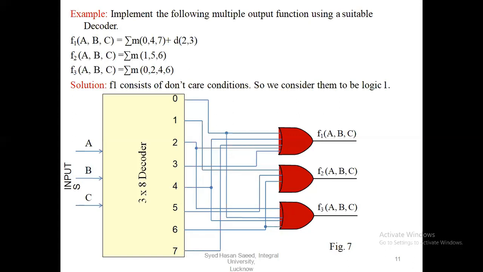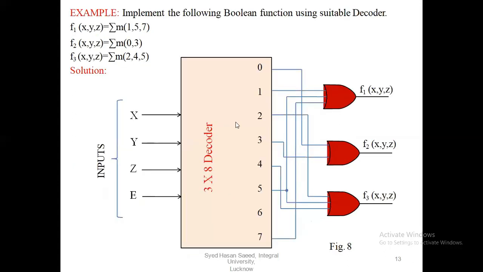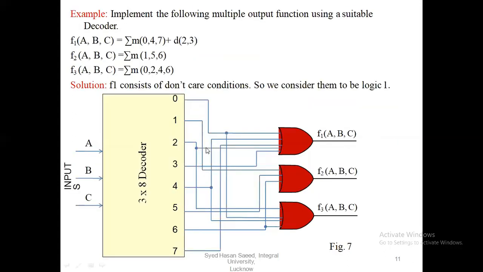Madam, in F1 we also include don't care conditions, right? Yes, sorry, we have to include don't care conditions also. That is nothing but 2 and 3. So we also include the don't care conditions in that circuit. Okay, this way we have to construct the decoder circuits.